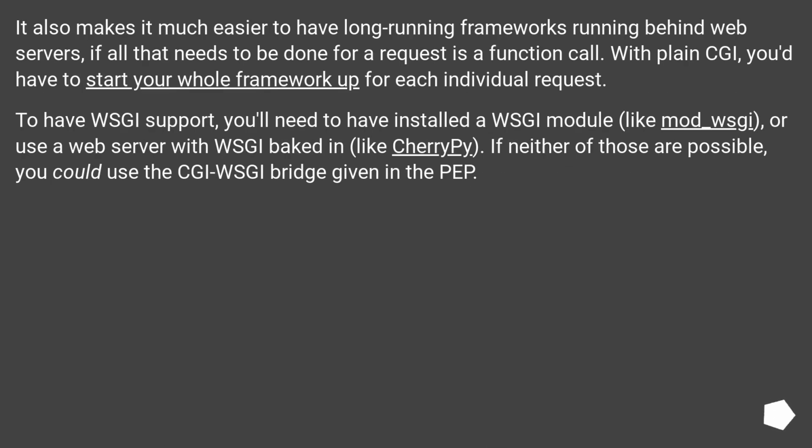It also makes it much easier to have long-running frameworks running behind web servers, if all that needs to be done for a request is a function call. With plain CGI, you'd have to start your whole framework up for each individual request. To have WSGI support, you'll need to have installed a WSGI module, like mod_WSGI, or use a web server with WSGI baked in, like CherryPy. If neither of those are possible, you could use the CGI-WSGI bridge given in the PEP.